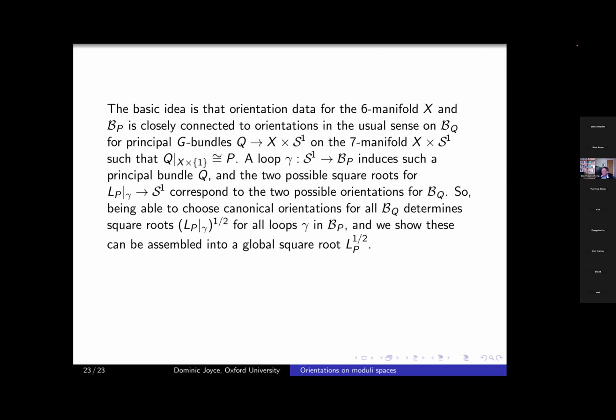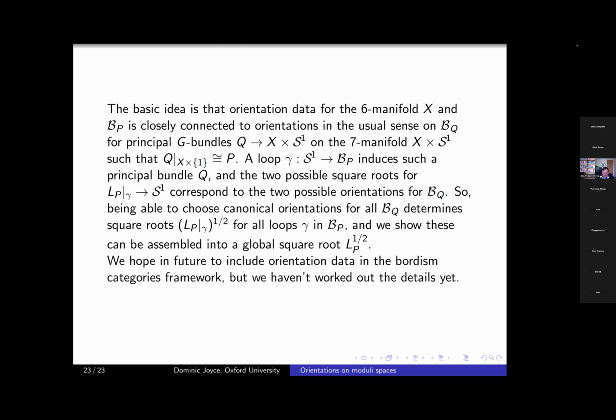Okay. So this orientation data picture fits into the bordism category framework, at least to some degree. Basically, orientation data for your six-manifold X is rather closely connected to orientations for bundles on X cross S1. So I'm hoping in future to include orientation data in the bordism categories framework, but we haven't worked out the details of that yet. Okay, let me stop there, and sorry for going over time. No, thank you very much.